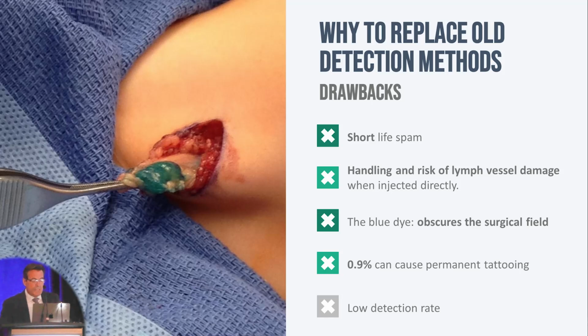Additionally, when we use it as a sole method, it has a low detection rate, particularly in patients who have undergone previous surgery or those patients who are obese.